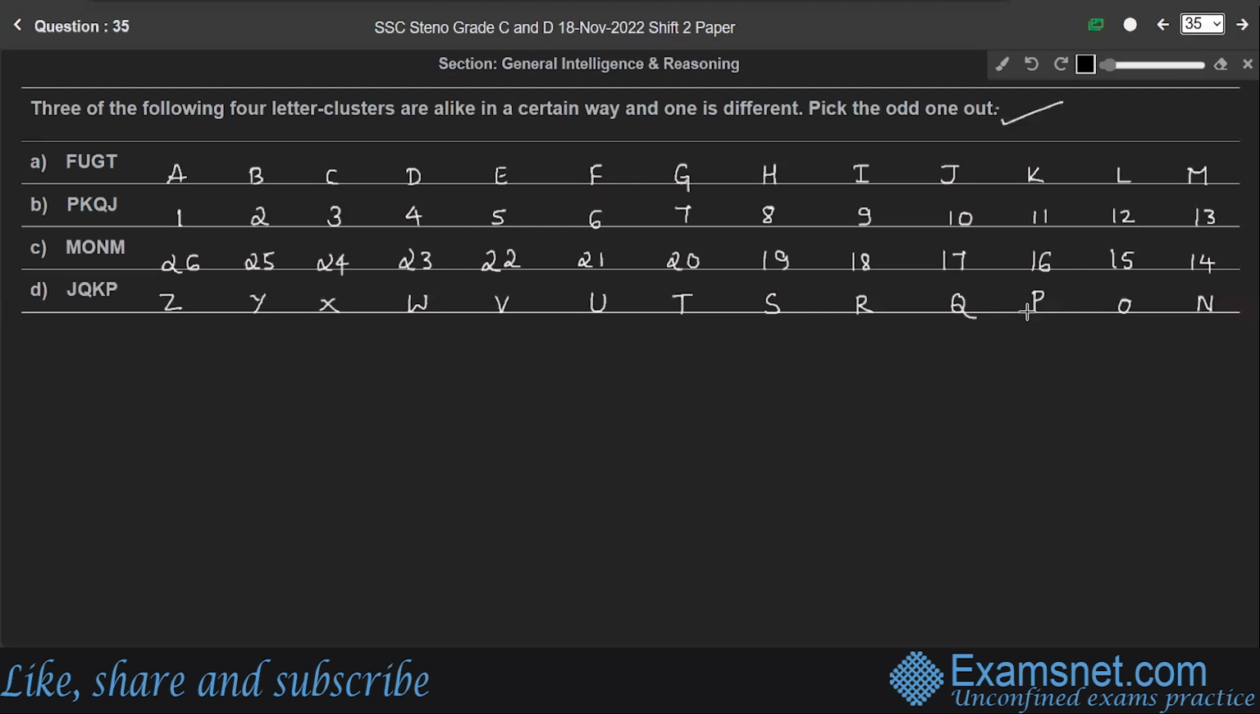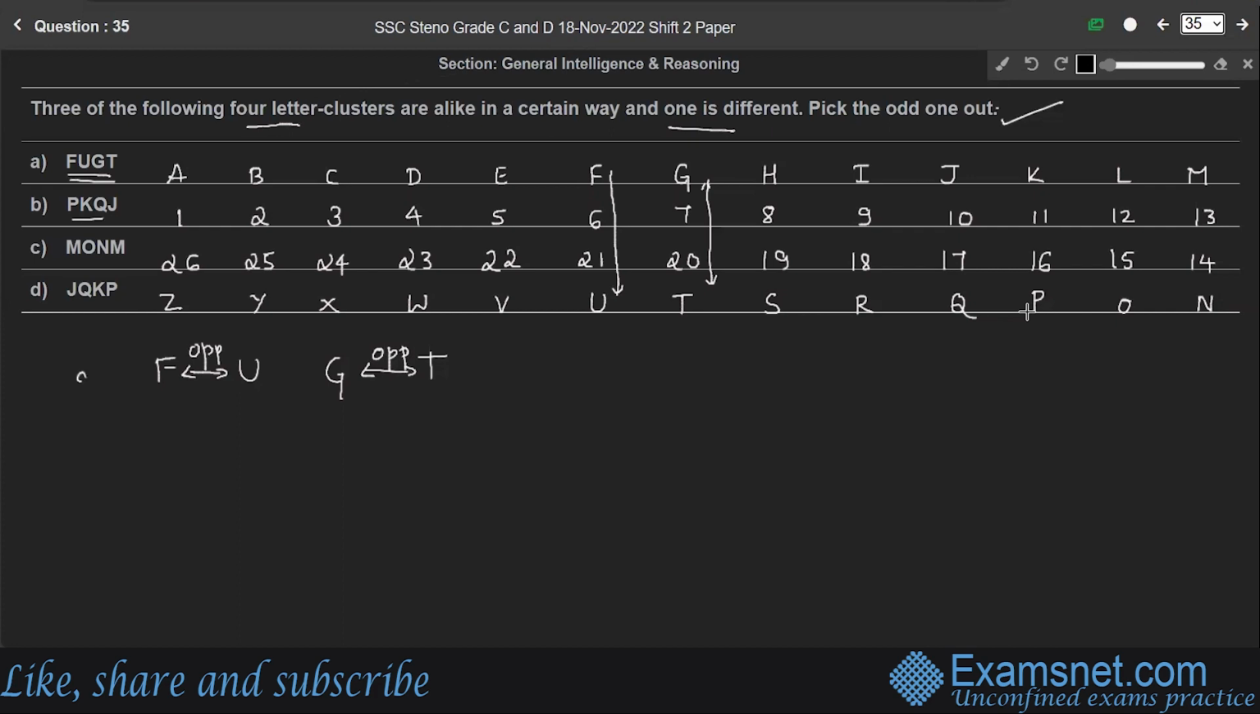Question 35. Three of the following 4 letter clusters are alike in a certain way and one is different. Pick the odd one out. Here the first cluster is F-U-G-T. The first two letters F and U are opposite letters, and G and T are also opposite letters. G is opposite to T and T is in turn opposite to G.